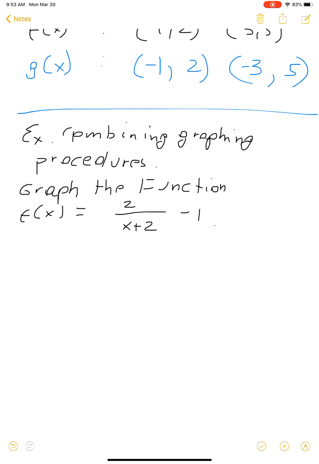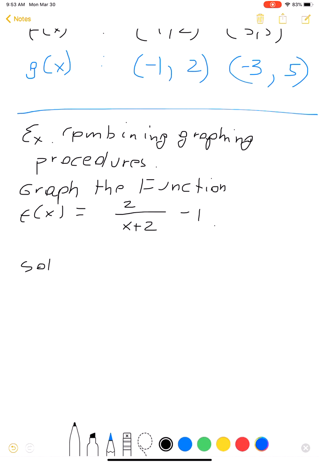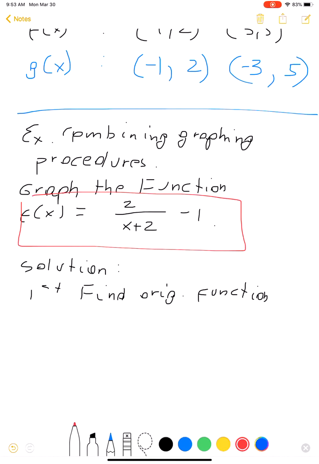Okay, so how are we going to do it? Solution. So first, find the original function. Don't forget that this is the transformation right here. We're trying to figure out what the original graph was, which we used to create this one. So the original function will be y equals 1 over x. Okay, so that will be the original graph.